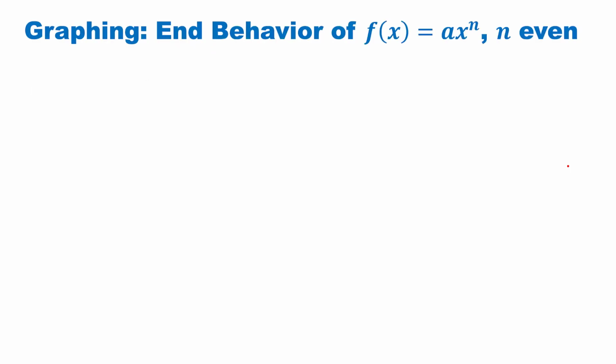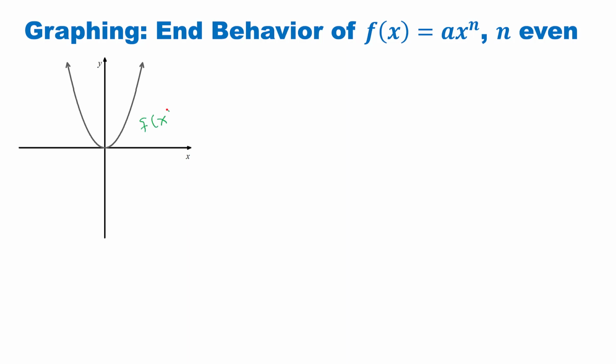Let's go on then to graphing end behavior of f of x equals a times x to the n, where n is even. And we'll look at a graph of y equals x squared here. So let's just call this f of x equals x squared. And for f of x equals x squared, we notice that 2, the power on x, is even. And we also note that a, which would be 1 here, is greater than 0. So let's see what the end behavior is like for this particular function.